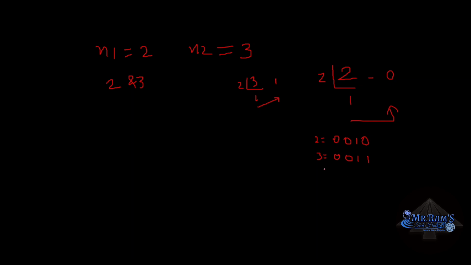Now for these binary values we need to perform the AND operation. 0 and 1, 0; 1 and 1, 1; 0 and 0, 0; 0 and 0, 0. So what is the output we got here? 0, 0, 1, 0. What is 0, 0, 1, 0? The same 2. 2 is the output for 2 and 3.